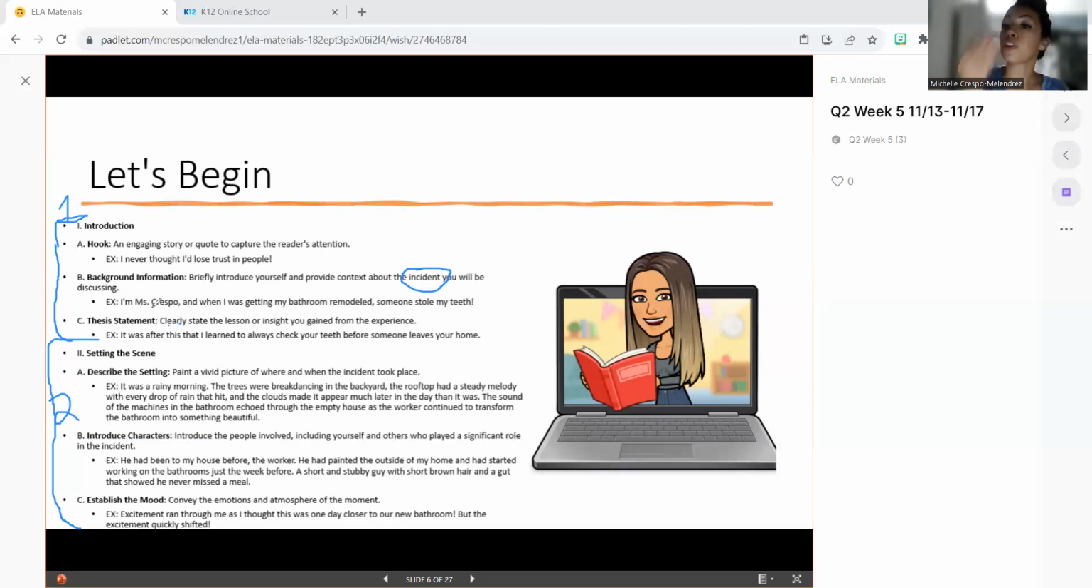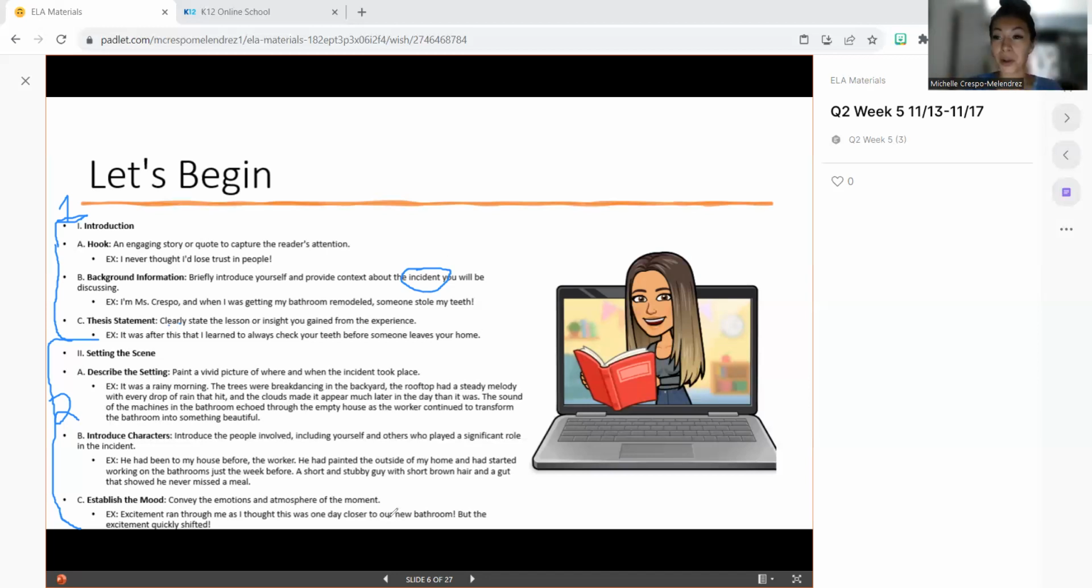But for you, you're just going to put it all in a paragraph. And this is how it will sound. I never thought I'd lose trust in people. I'm Miss Crespo, and when I was getting my bathroom remodeled, someone stole my teeth. It was after this that I learned to always check your teeth before someone leaves your home. So all three of those will just flow together into one paragraph. Okay? And that will be my introduction. This is a true story.